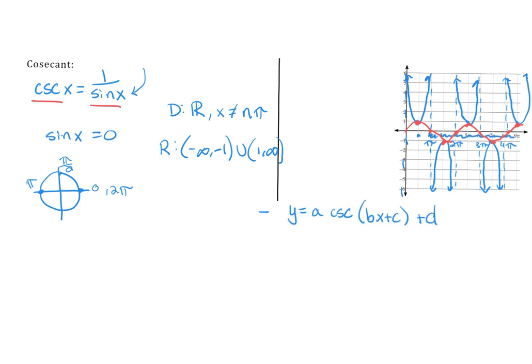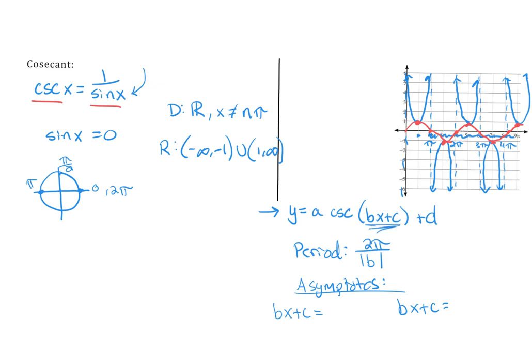So you can see the difference between sine and cosecant. And once again, you can have transformations of cosecant. To find the period, it would be 2 pi divided by b. And then the asymptotes. If you have that phase shift to find the new asymptotes, it would be that bx plus c, and you'd set it equal to negative pi, solve for x, set it equal to pi and solve for x.